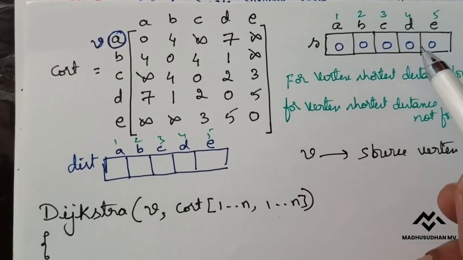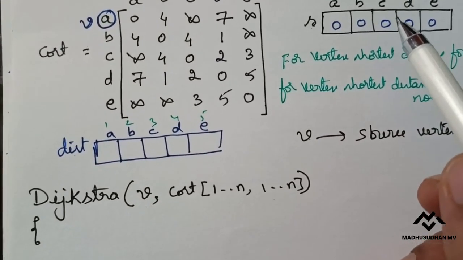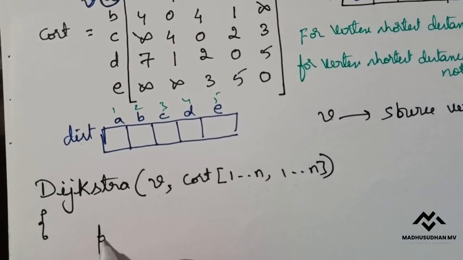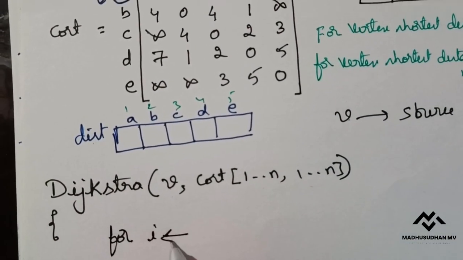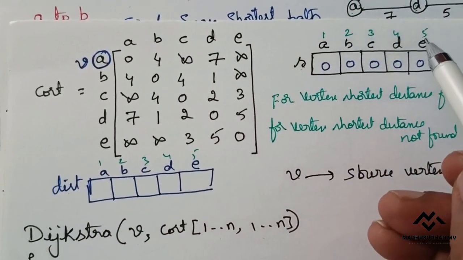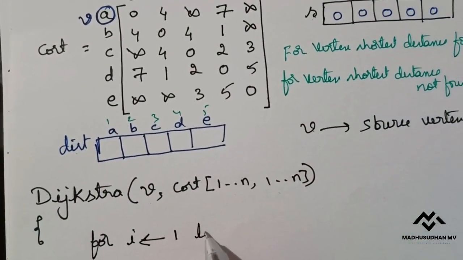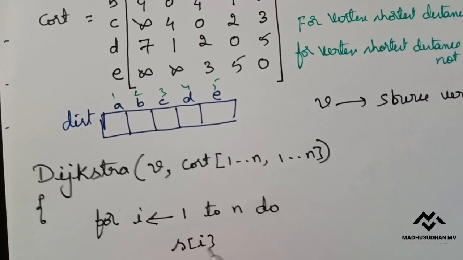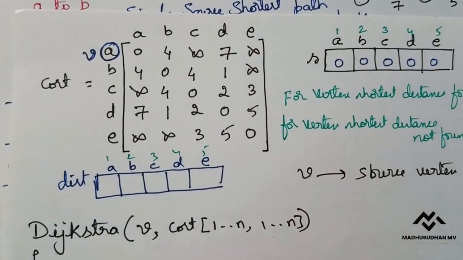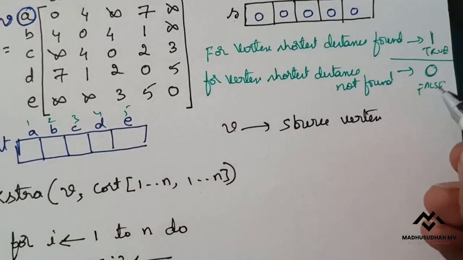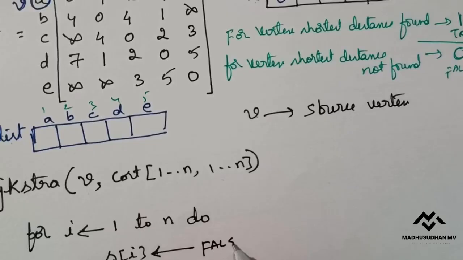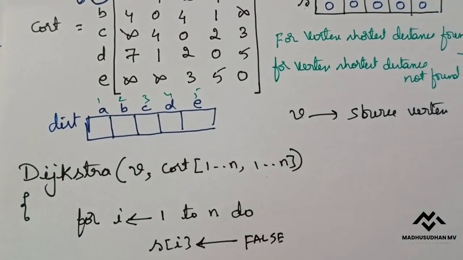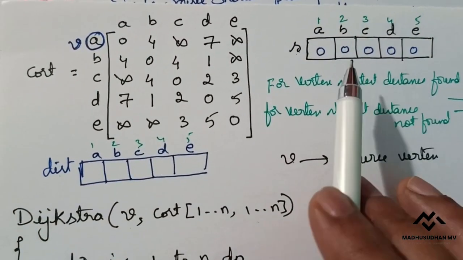Since it's a one-dimensional array, whenever we do any operation on a one-dimensional array, we have to use one for loop. So I use for i equals 1 to n, from the first vertex to the last vertex. S of i, initially I made all of them 0. 0 means false. That means initially I have not found the shortest distance to any of the nodes. So I made all of them 0.